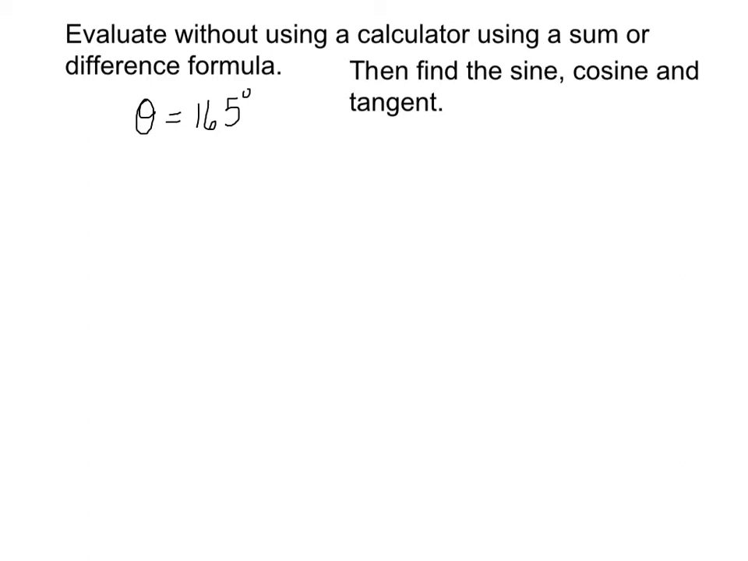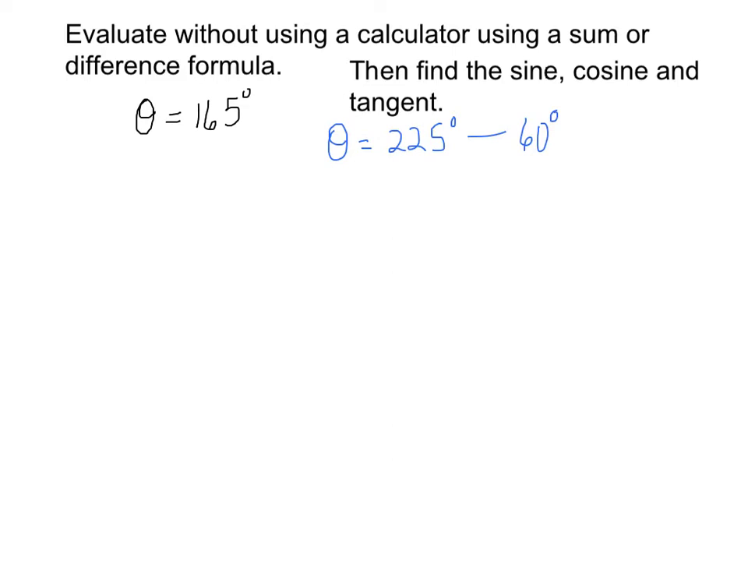Okay, so one of the problems will look like this. They will give you an angle. Theta is 165 degrees. Well, 165 degrees is not on the unit circle. So what they want to do, I don't have a calculator, but I do know that if I take some angles that are already on the unit circle and maybe subtract or add, for instance, if I let theta be 225 degrees minus 60 degrees, well, 225 degrees minus 60 degrees is 165 degrees.